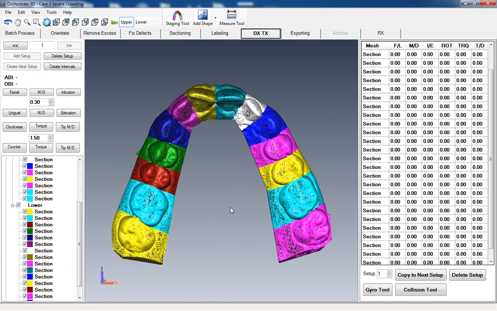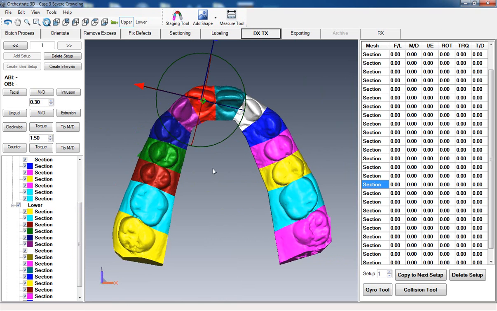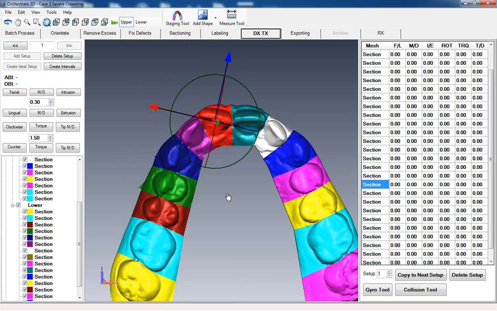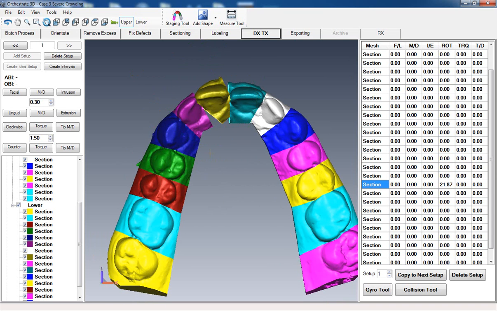And the first thing we do is, we've already clicked on Create Ideal. I set these tooth movement velocity parameters at 0.3 and 1.5. I'm going to click on Gyro Tool, and first thing we do is work out these rotations. Again, we start with the central incisor and then work our way back. So I rotated that tooth.